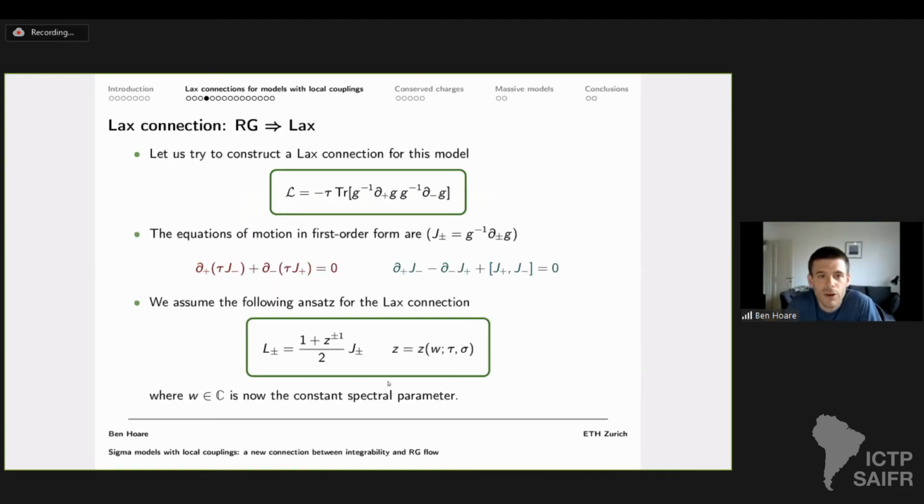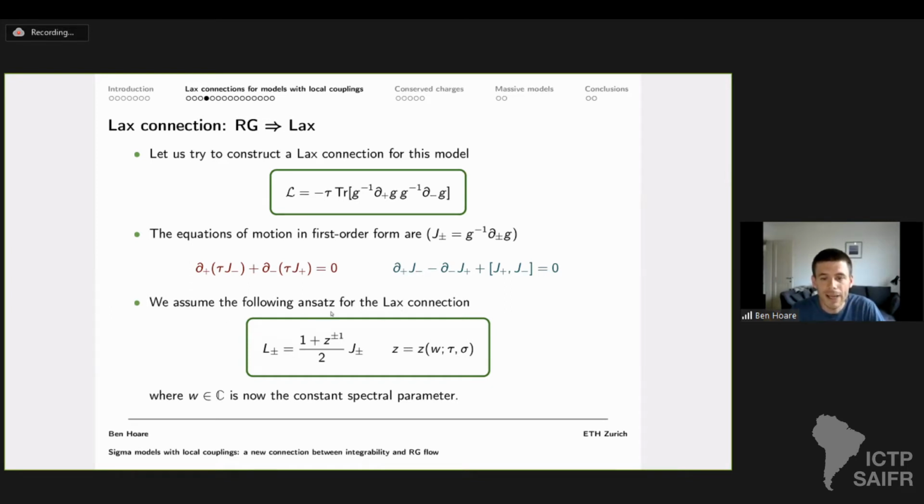So what we're going to try and do is construct a Lax connection. I've rewritten the model here. If we write the equations of motion in first order form, I'm going to introduce J as just this g inverse dg. Then the first equation is basically the conservation of one of the Noether currents associated to one of the G symmetries. So here tau times J is essentially the Noether current. And the second equation is just encoding that J is g inverse dg, so just the zero curvature of J.